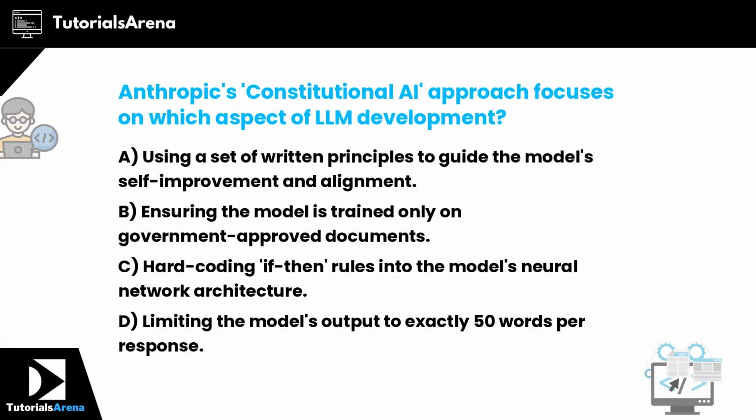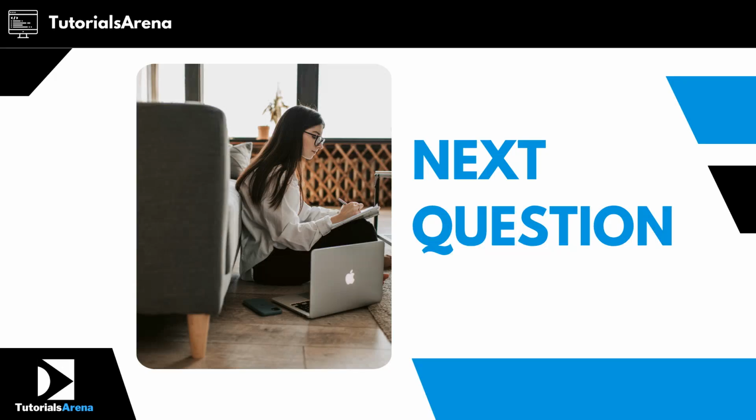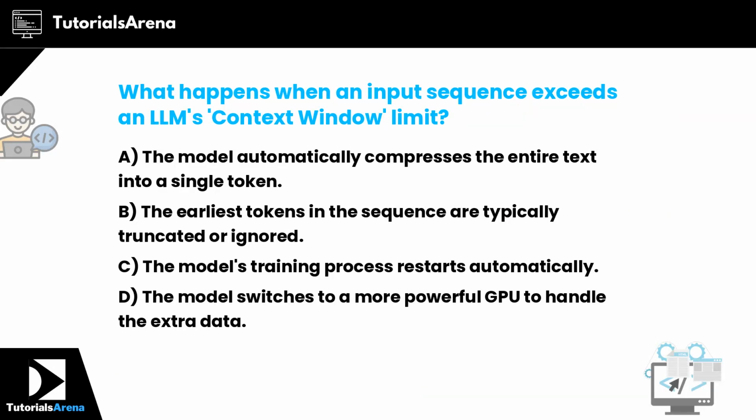Anthropic's constitutional AI approach focuses on which aspect of LLM development? The correct answer is option A. Using a set of written principles to guide the model's self-improvement and alignment. What happens when an input sequence exceeds an LLM's context window limit? The correct answer is option B. The earliest tokens in the sequence are typically truncated or ignored.